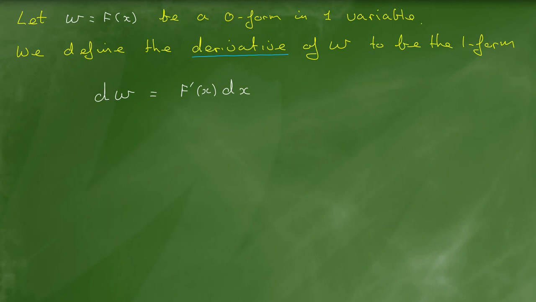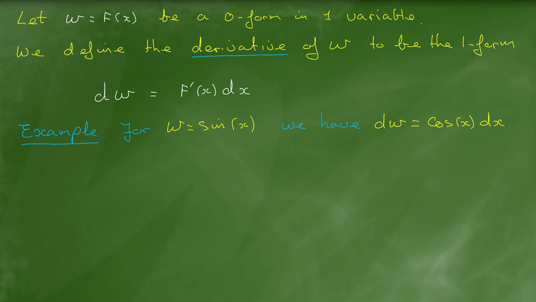So let's do an example which should help to make that clearer. Suppose that we have the zero form omega equal to sine of x. That's certainly a smooth function. Then its derivative, d omega, is the one form cosine of x dx, because the derivative of sine is cosine.